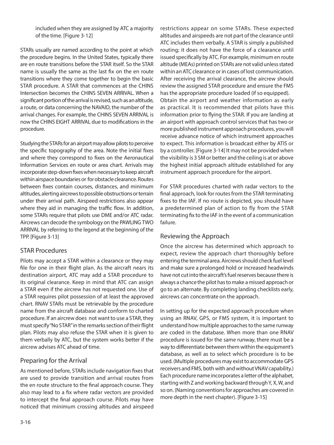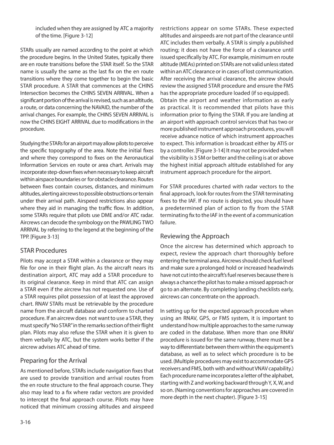STAR procedures. Pilots may accept a STAR within a clearance or they may file for one in their flight plan. As the aircraft nears its destination airport, ATC may add a STAR procedure to its original clearance. Keep in mind that ATC can assign a STAR even if the aircrew has not requested one. Use of a STAR requires pilot possession of at least the approved chart. RNAV STARs must be retrievable by the procedure name from the aircraft database and conform to the charted procedure.